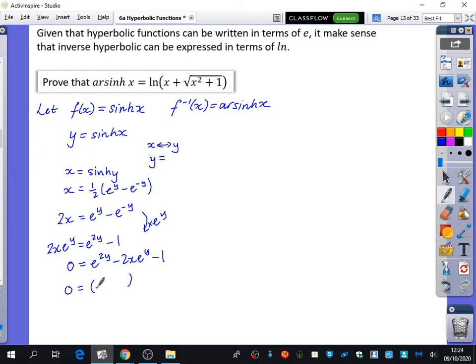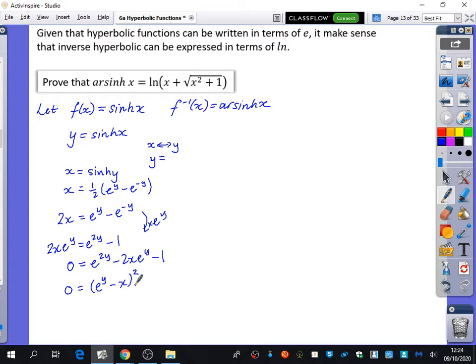What would be the bit inside the brackets? I didn't hear you say e to the power of y. I thought you were saying that x was in the power. So it would be e to the power of y minus x. So we've square rooted that bit, and we've halved this one.